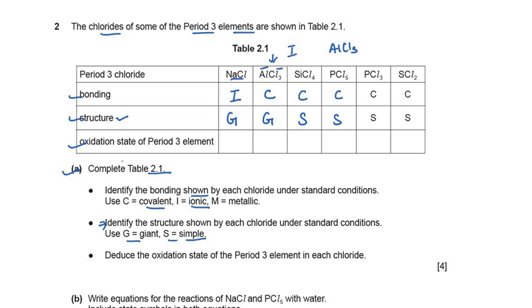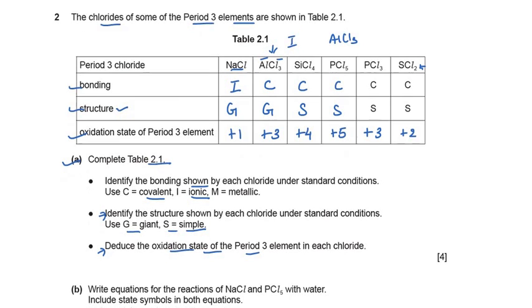The next sub-question says deduce the oxidation state of the period 3 element in each chloride. The period 3 element is sodium, so the oxidation state is +1. Aluminium has the +3 oxidation state. Silicon has +4 oxidation state. Phosphorus has +5 oxidation state in PCl5, and in PCl3 the phosphorus is in +3 state, and sulfur here is in +2 state because there are 2 chloride ions bonded to the sulfur. So this is how you write the oxidation states of period 3 elements in the table.